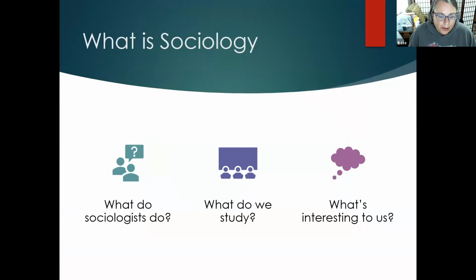So what do sociologists do? What do we study and what's interesting to us? The answer is everything, everything, and everything. For example, I've written papers about gay male dating. I've published a paper about genital cancers. I've published papers about diversity in teaching. I've published papers about diagnostic criteria for bipolar disorder. I've been all over the map.